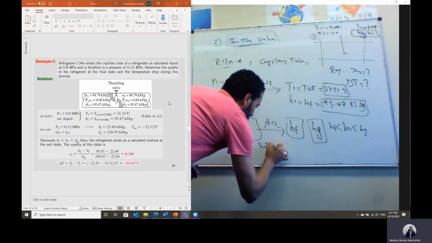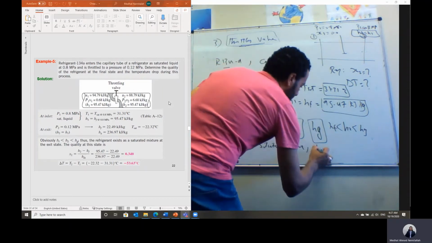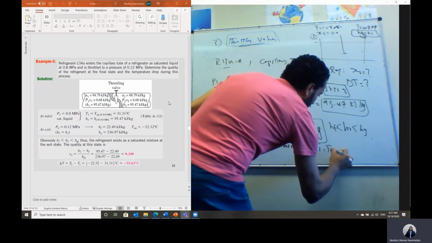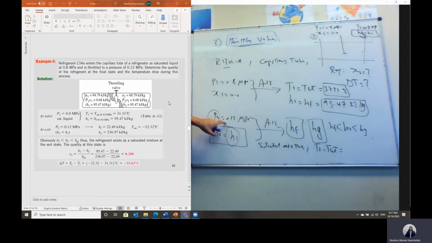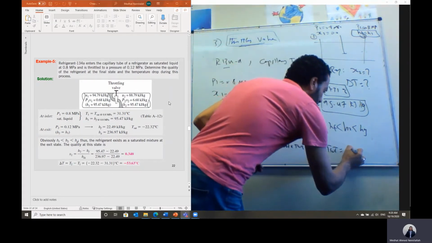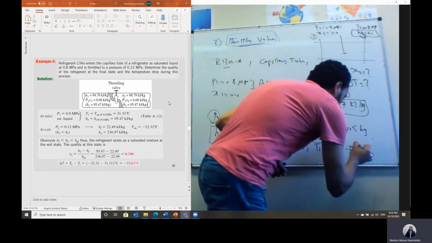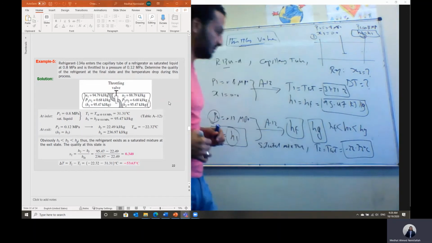So the state is a saturated mixture. And when we have a saturated mixture, the temperature T2 will equal the saturation temperature at this pressure, which we can get from this table. At this pressure, the saturation temperature equals -22.32 degrees, and this is the final temperature T2.